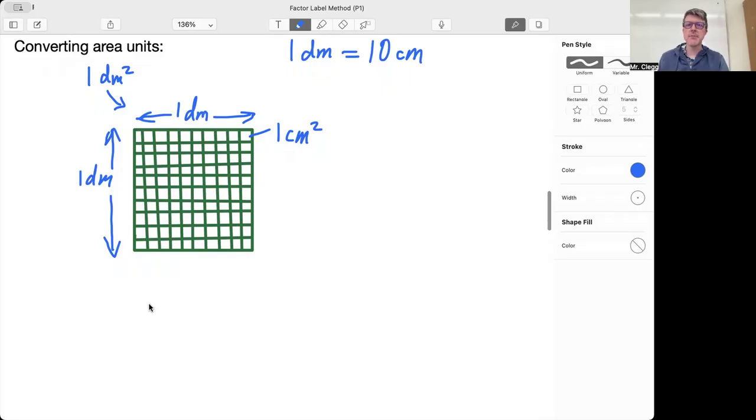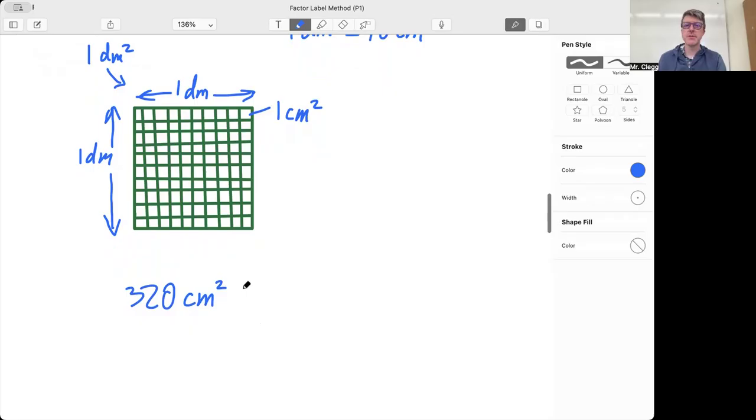Let's say we had 320 square centimeters. You might be able to do this in your head, but I'm going to show you a way to do this. We want to convert that into square decimeters. So the first thing that I would do is put the units here, but not squared. I'm going to go ahead and put centimeters on the bottom, decimeters on the top.